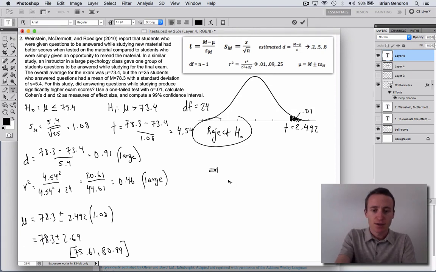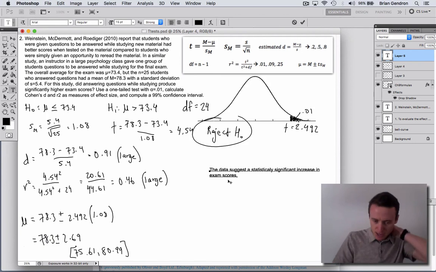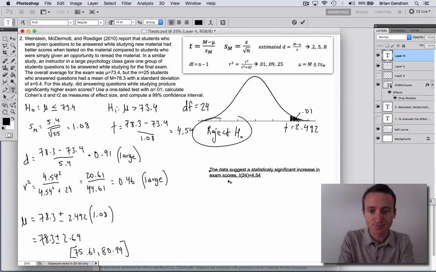The data suggest a statistically significant increase in exam scores, comma, and here's what I'm going to do. I'm going to put t, because I did a t-test. In parentheses, I'm putting my degrees of freedom, which is 24, and then I'm putting my test statistic value, which was 4.54, comma, p is less than 0.01.